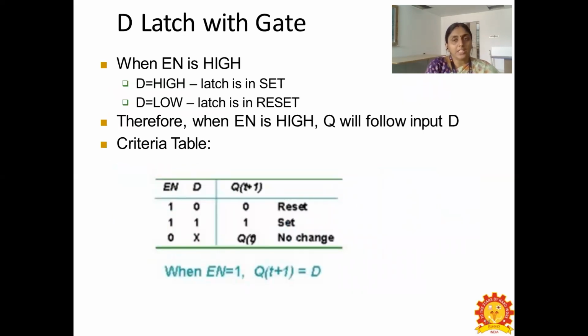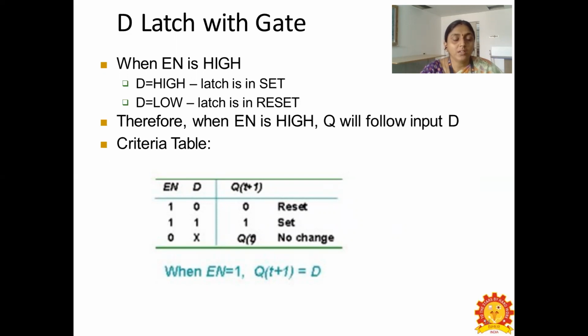Now we'll see the D latch with combinational gate circuit. When enable is high, then D is high when the latch is in set condition, and D is low when the latch is in reset condition. That is, when enable is high, Q will follow input D. The state table is given here. When D is 0 and enable is 1, the next state will be 0 under reset condition. The next is the set condition where enable is 1 and D is also 1, and the next state value will be 1.